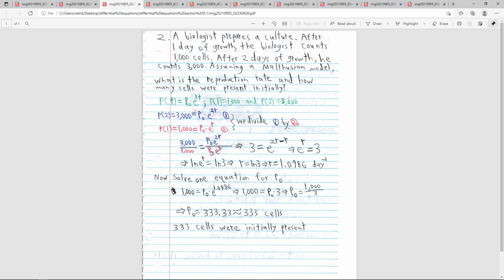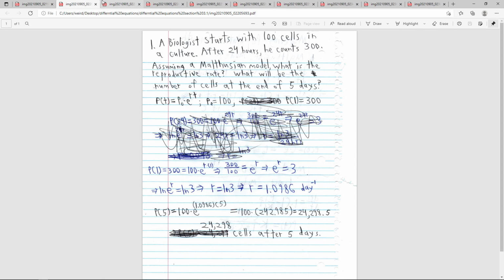Some things cancel out. P0, the initial population, cancels out, obviously. 3,000 divided by 1,000 becomes just 3. And e to the 2r divided by e to the r is equal to e to the 2r minus r, and 2r minus r is just r, so e to the r equals 3. You take natural log of both sides, you get r equals ln 3, and so r equals 1.0986 day to the -1. So same reproductive rate as the last one, I believe, right?